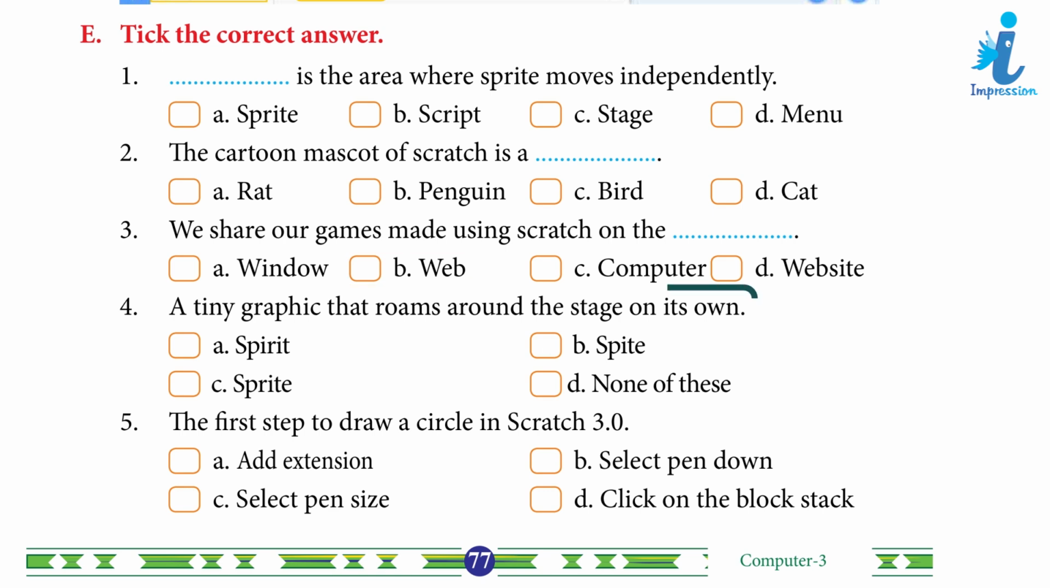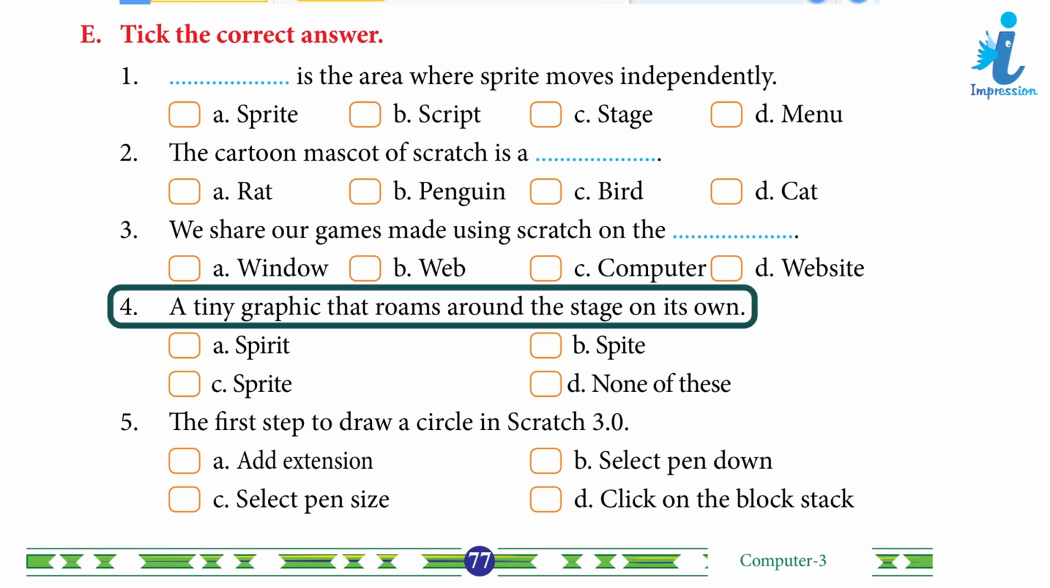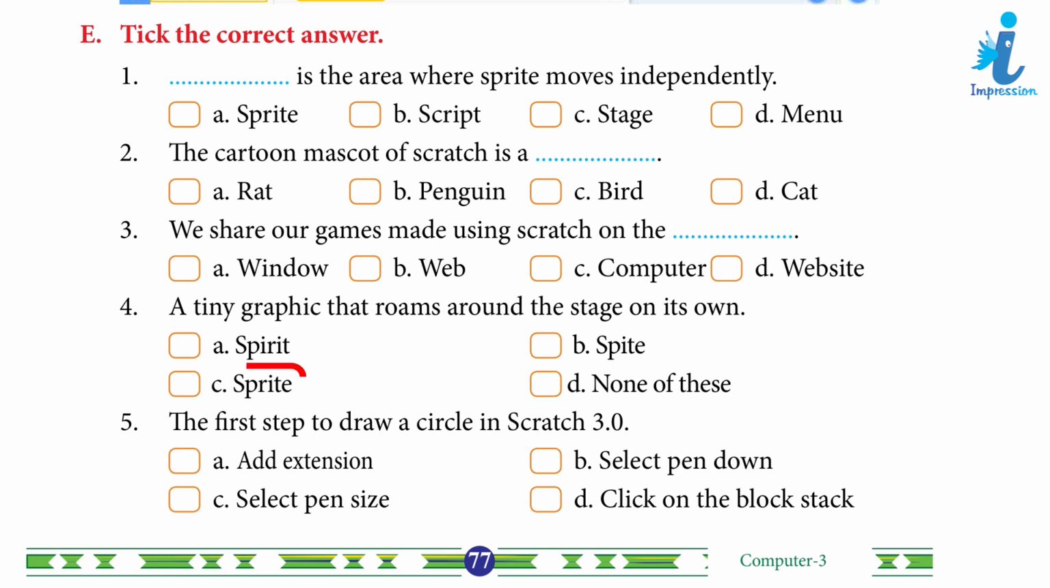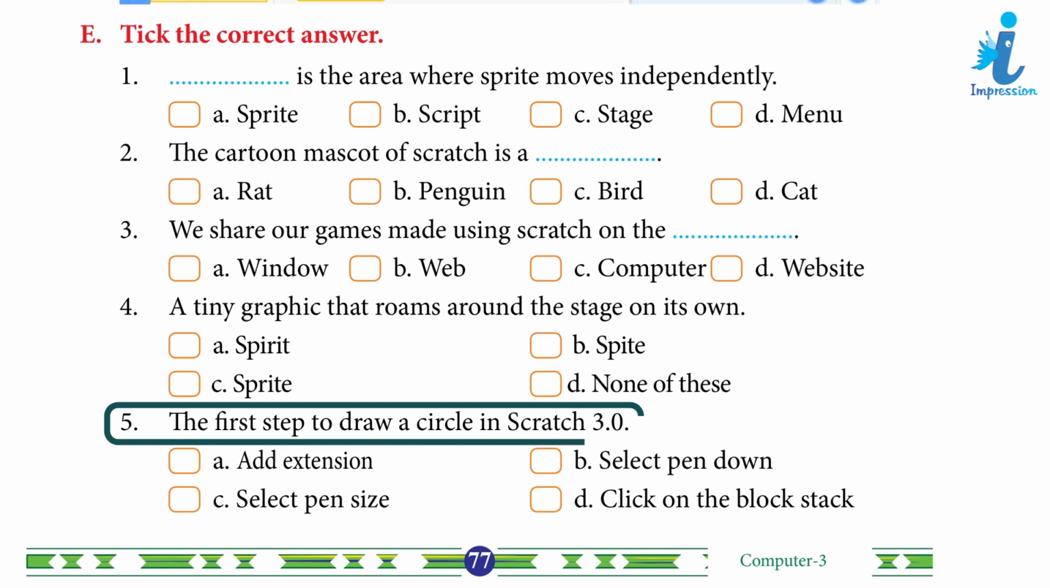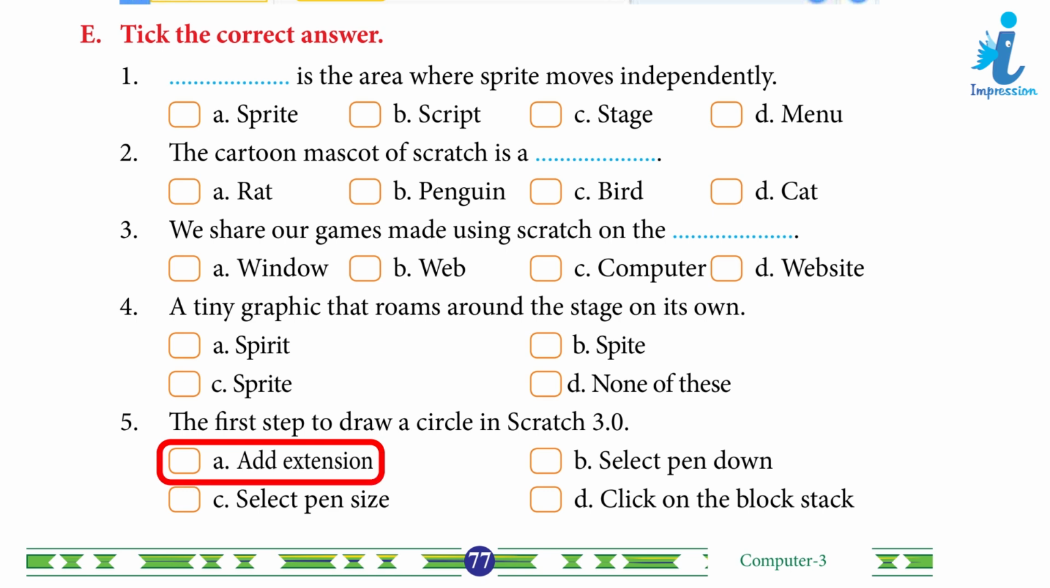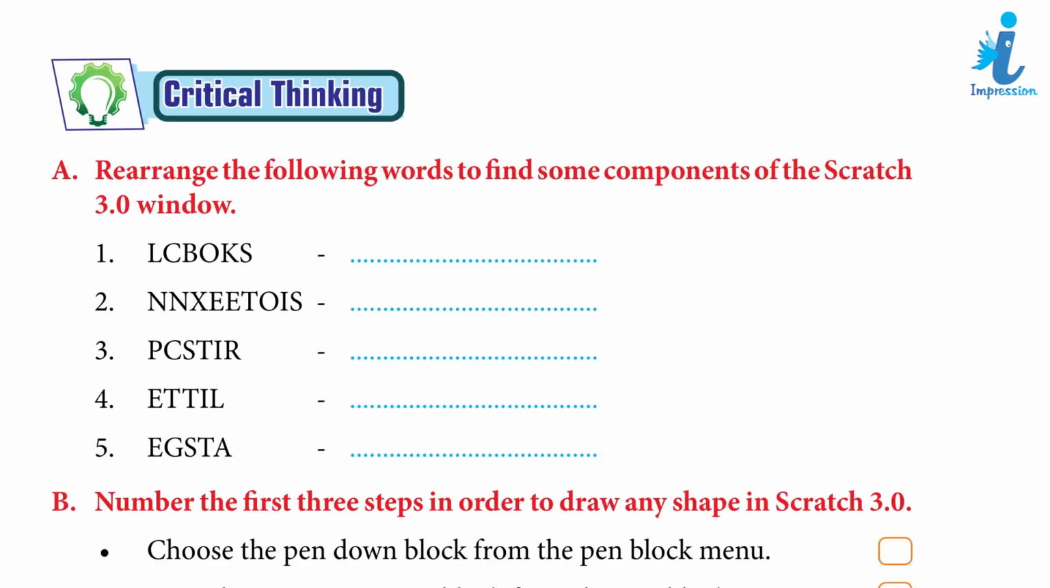4. A tiny graphic that roams around the stage on its own. A. Spirit. B. Spite. C. Sprite. D. None of these. Answer C. Sprite. 5. The first step to draw a circle in Scratch 3.0. A. Add extensions. B. Select pen down. C. Select pen size. D. Select on the block stack. Answer A. Add extensions.